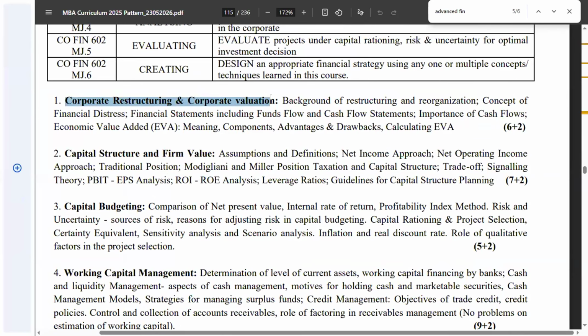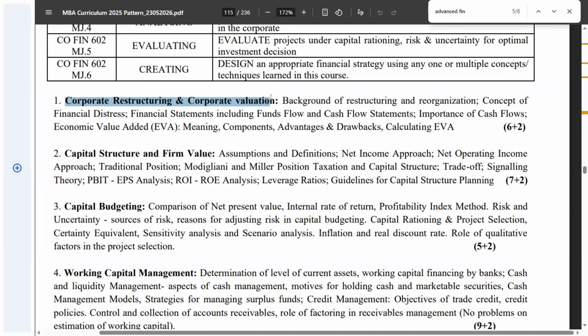Corporate restructuring talks about how people are changing their organization, how they are changing their roles in the organization, and how they are making the organization more valuable. So, corporate valuation and corporate restructuring talks about mergers, acquisitions, takeovers, handling their debts, and importantly, making the firms more and more profitable. In short, in the first unit, we have 90% theory and 10% numerical.